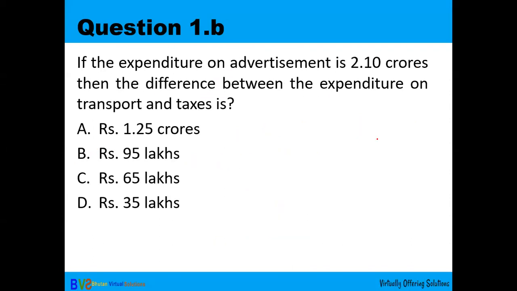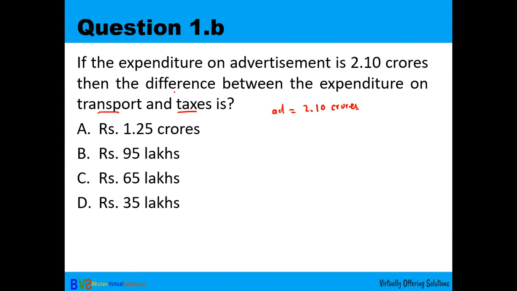Now see this question. Question number 1B. If the expenditure on advertisement is 2.10 crore, then the difference between the expenditure on transport and tax comes to how much? All right. So how do you solve this now? The question is saying advertisement expenditure is 2.10 crore. Then the difference between the expenditure on transport and tax.